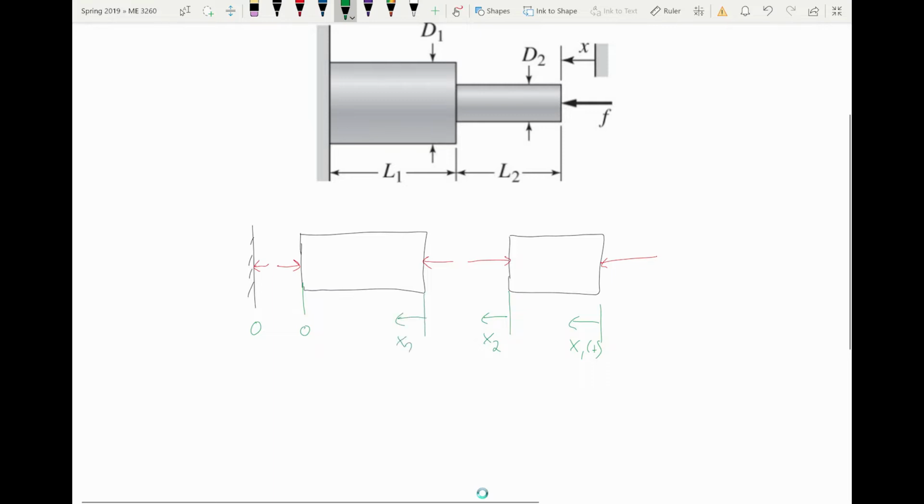The displacement of the end will be x1, and we're defining this as the positive direction. And then the line between cylinder 1 and cylinder 2 we'll define as displacement x2. And those are both in compression, so the direction is to the left. I'm going to go ahead and label the cylinders, cylinder 1 and 2.